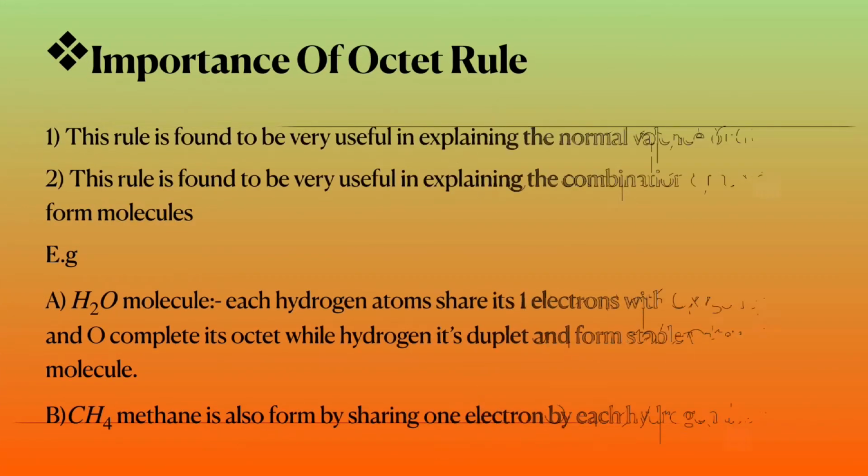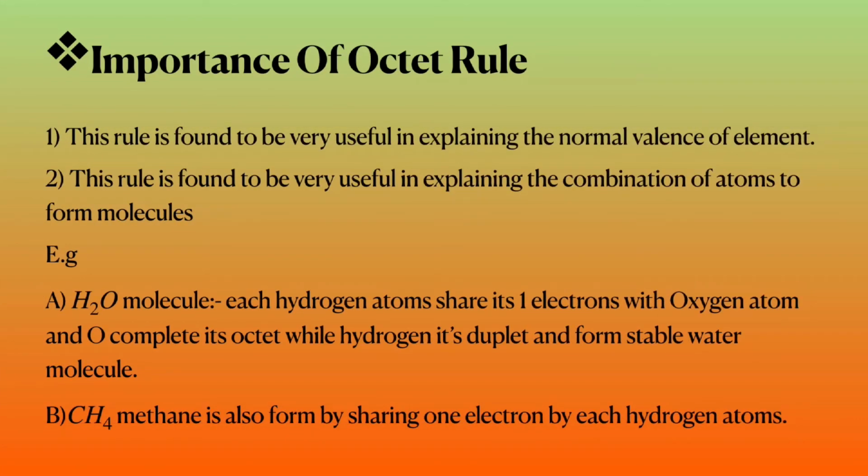Now, let us consider the second importance. This rule is found to be very useful in explaining the combination of atoms to form molecules. For example, consider the formation of a water molecule. In the formation of a water molecule, each hydrogen atom shares its one electron with the oxygen atom, and oxygen completes its octet while hydrogen completes its duplet and forms a stable water molecule.